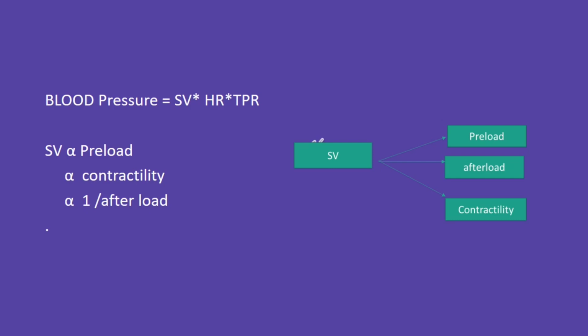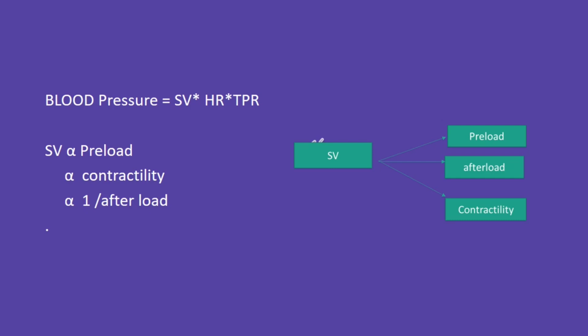Preload refers to the amount of blood in the ventricle at the end of diastole, just before the next contraction, which determines the initial stretching of the heart muscle before contraction. An increase in preload typically leads to a greater volume of blood ejected with each heartbeat. Contractility refers to the forcefulness of cardiac muscle contraction. Enhanced contractility results in a more vigorous ejection of blood, contributing to increased stroke volume.